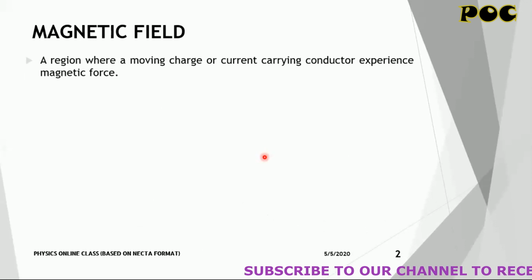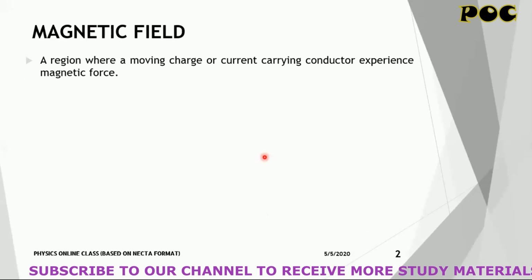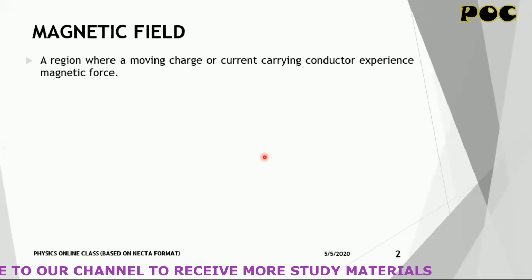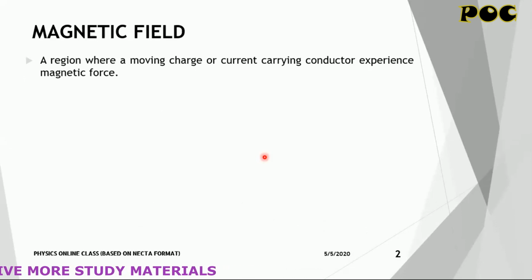We define magnetic field as a region where a moving charge or a current carrying conductor experiences magnetic force. It is a region where if a moving charge or a conductor is present, it is going to experience magnetic force.